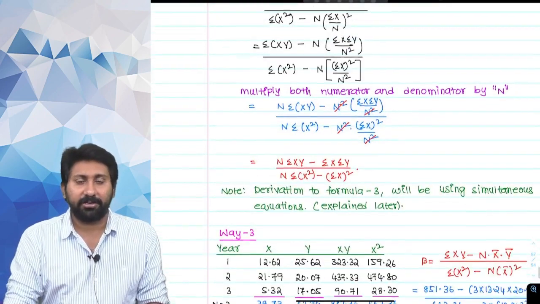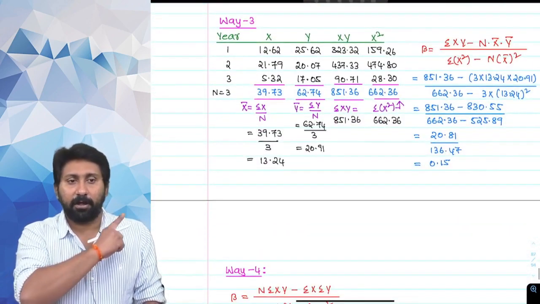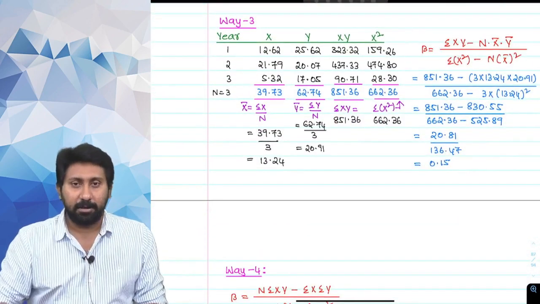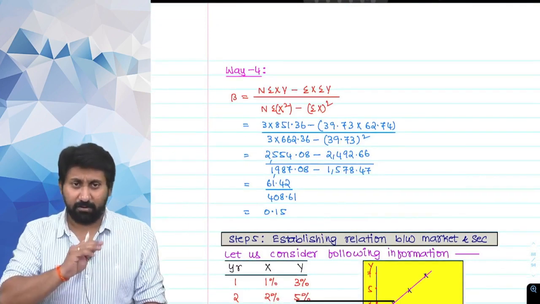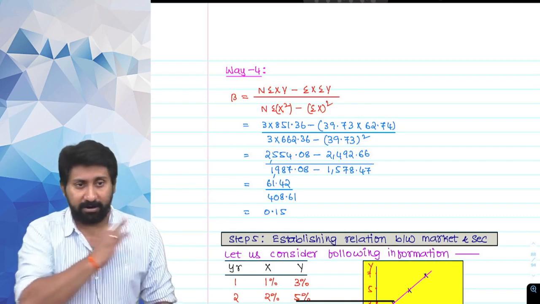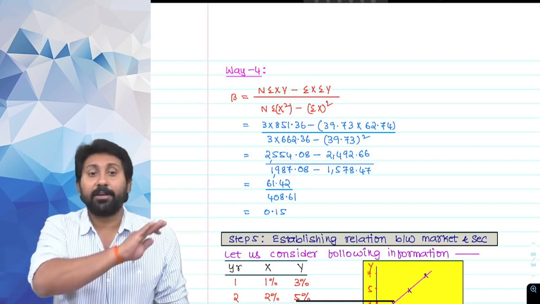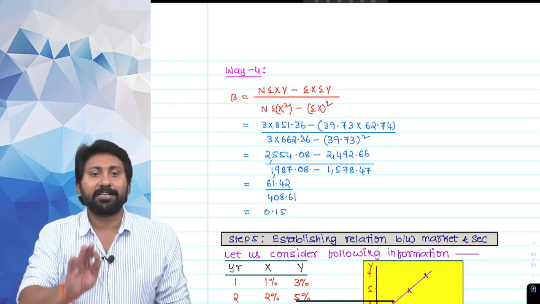Solved it. Fourth formula derivation also I have done. We have solved formula number 3 and we got the answer as 0.15. We have also solved the fourth formula, and we have also got 0.15 in that case. In all the cases, beta is 0.15.